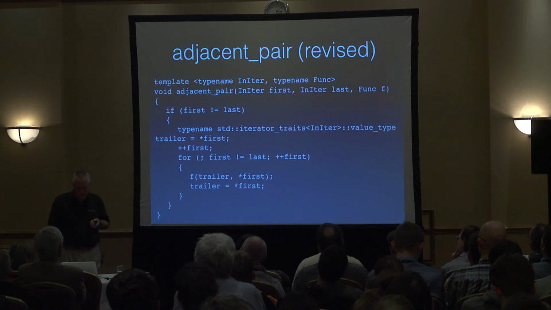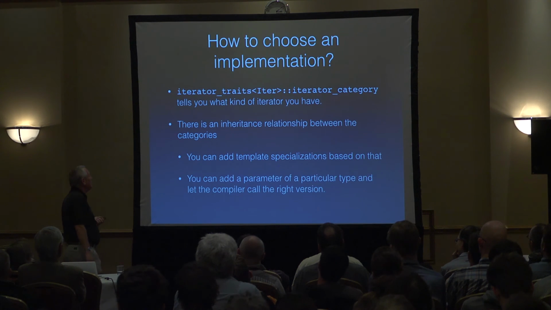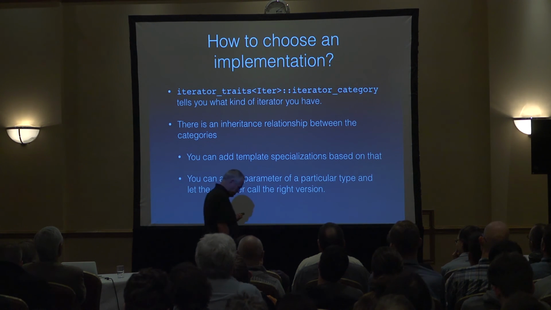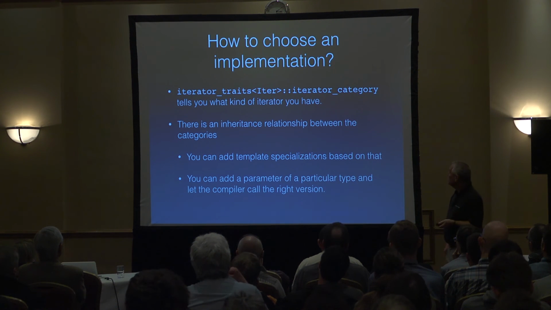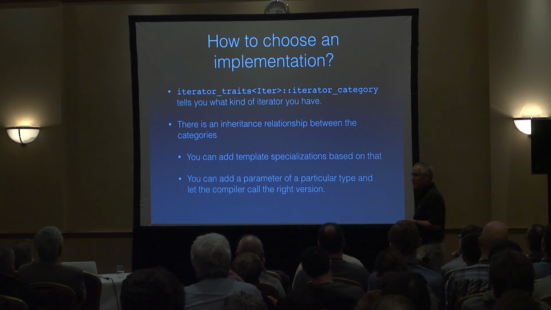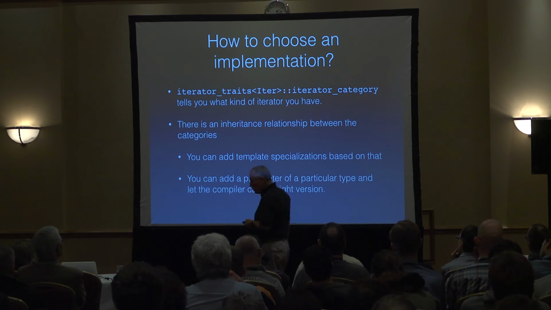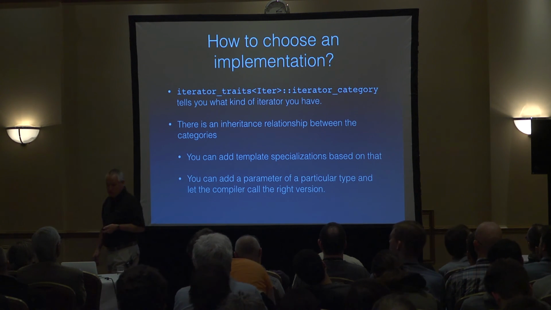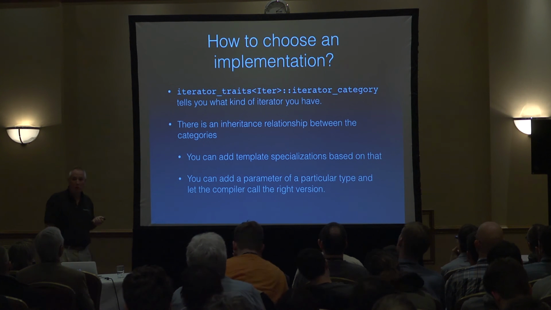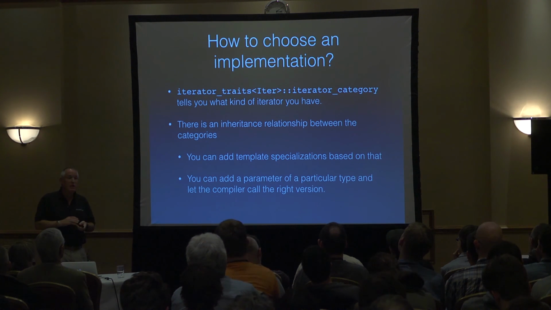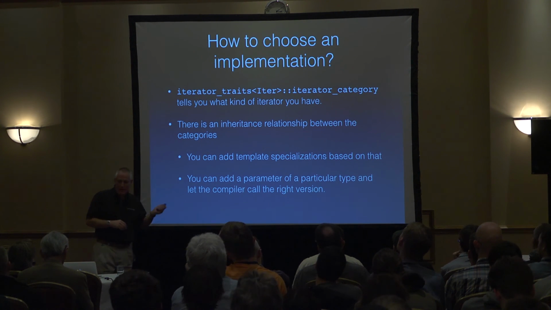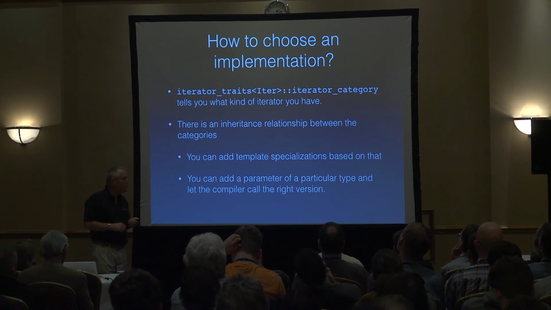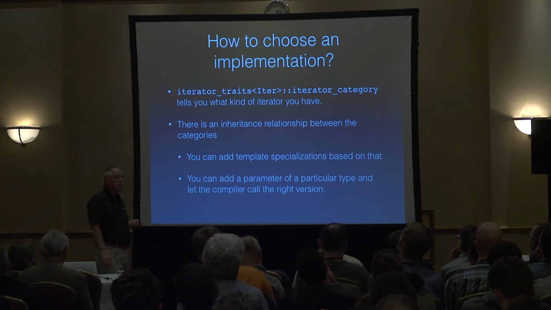Okay, so how would you do that? Well, iterator traits to the rescue again. Iterator traits also has a typedef in there called iterator category. And these iterator categories let you know what kind of iterator it is. And those iterator categories, again, are related by inheritance. They're empty structs. They don't have any data members or anything like that. And so you can add template specializations based on that, or you can add a parameter of a particular type.